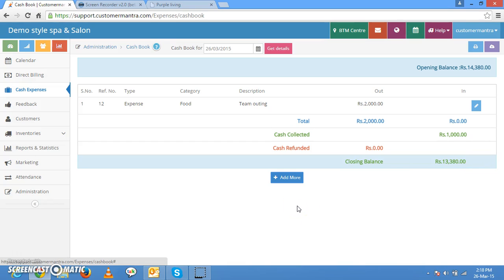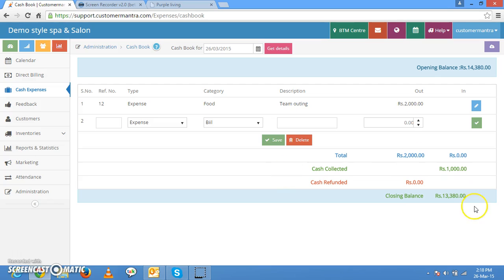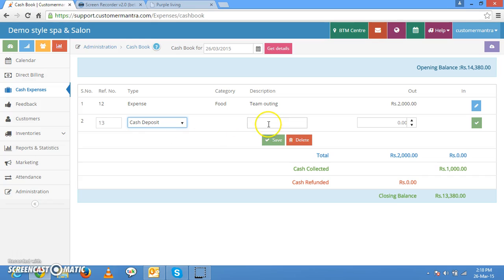Now let's just say when we talk about cash transaction, it won't just be an expense, it could be a deposit as well. For example, if I have a balance of $13,380, I may not really need $13,380 to be there in the salon. So I may possibly get 13,000 rupees deposited against the company's bank account, right? So you basically have the reference number here again, and then you'd say cash deposit, and here you would say 13,000, right?